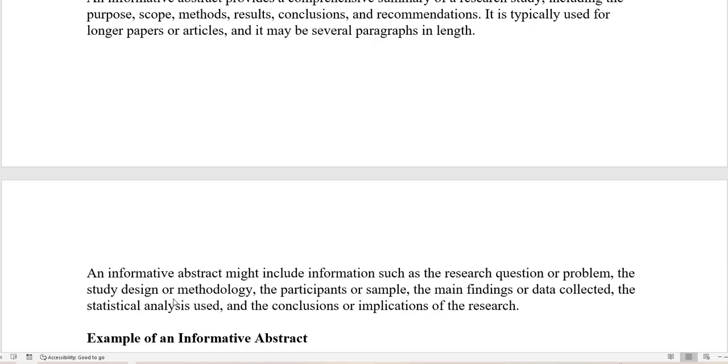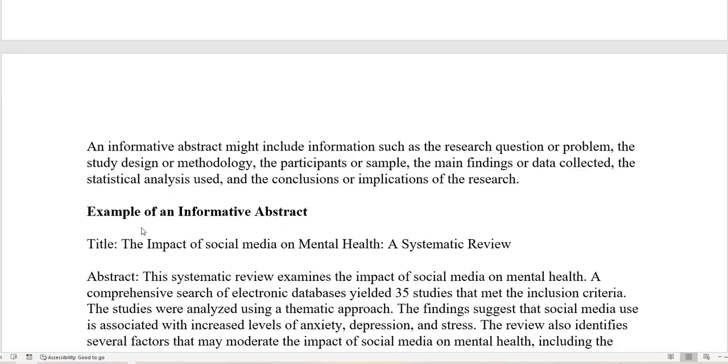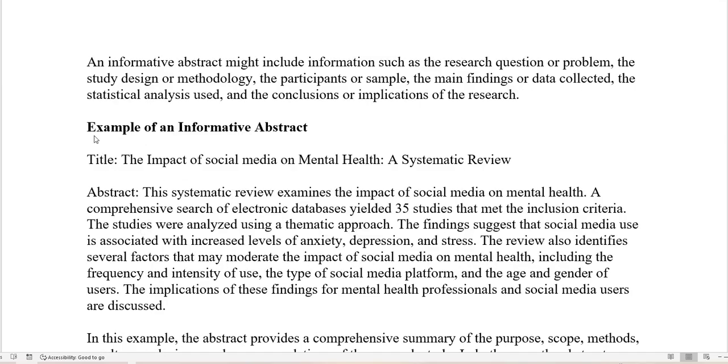So an informative abstract might include information such as the research question or problem, the study design or methodology, the participants or sample, the main findings or data collected, the statistical analysis used, and the conclusions or implications of the research. Yeah, I hated doing statistical analysis, all those numbers. Luckily, my professor was really nice and helped me out on that. So here, example of an informative abstract.